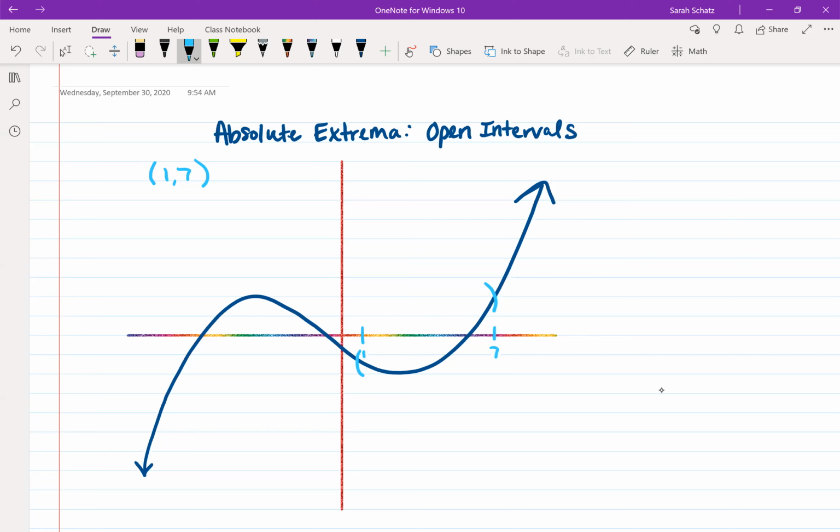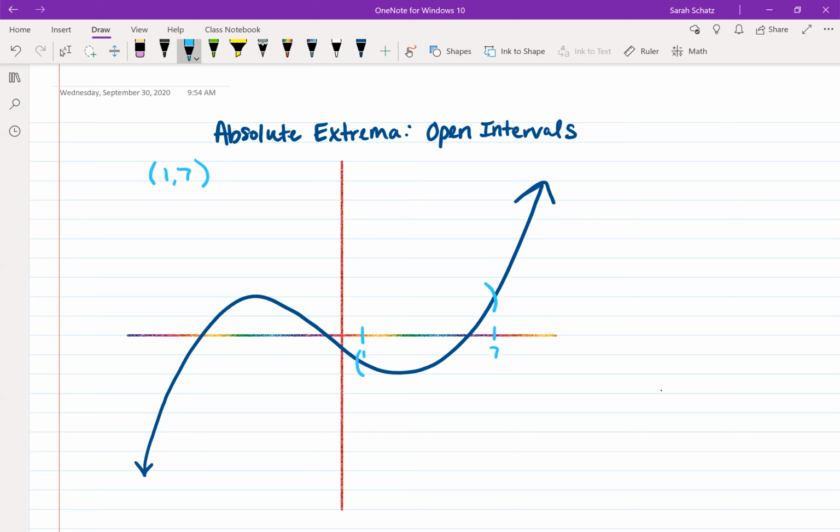It means that while my interval goes from 1 to 7, where 1 is the leftmost point and 7 is the rightmost point, I can't include 1 or 7 in my interval. So instead of saying I have an interval from 1 to 7, it's more like saying I have an interval between 1 and 7.